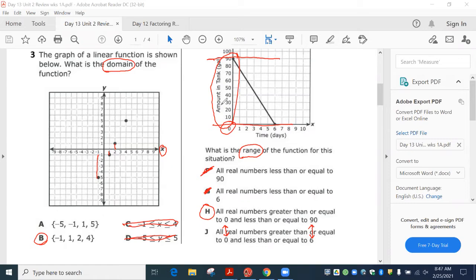So today is a lot of multiple choice. And so we're just going through, I'm kind of teaching them how to use their answers to help them.